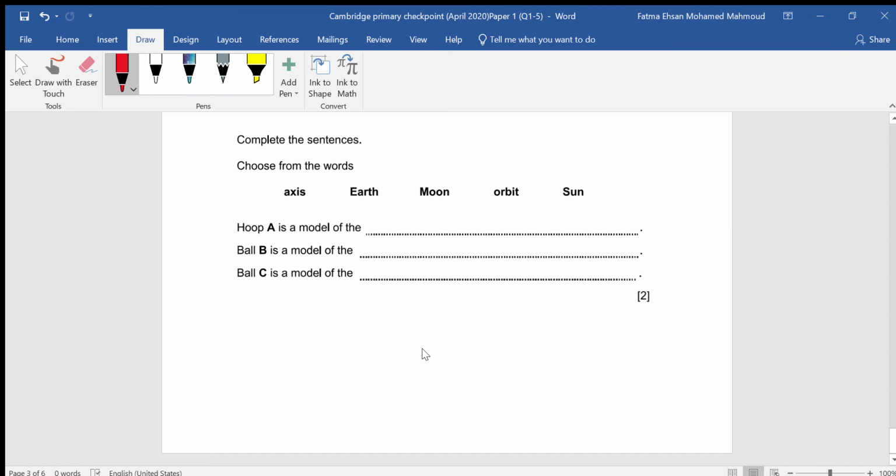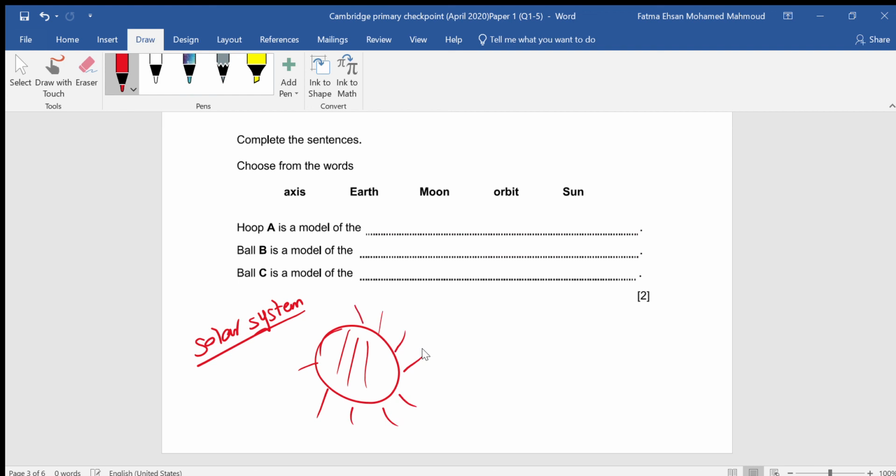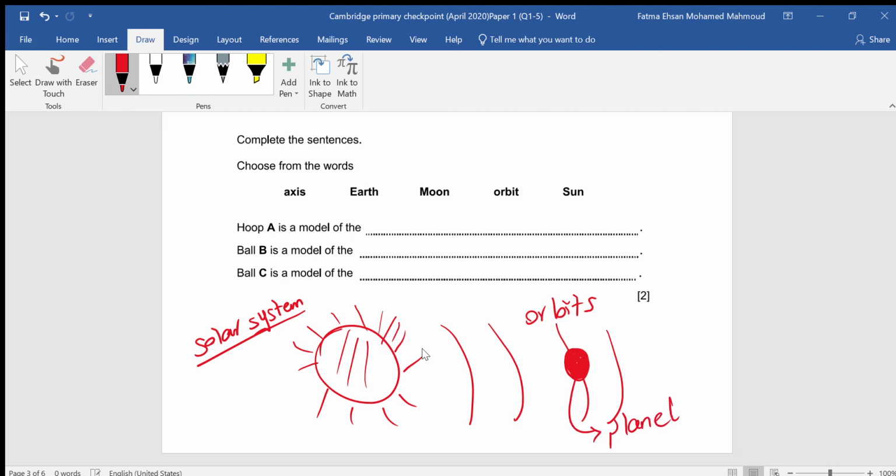Before we solve the question, let's recall the solar system together. Remember the sun? Around the sun we have orbits. Within the orbit, we have the planets. Type, for example, planet. Okay, type. Hoop A is a model of.